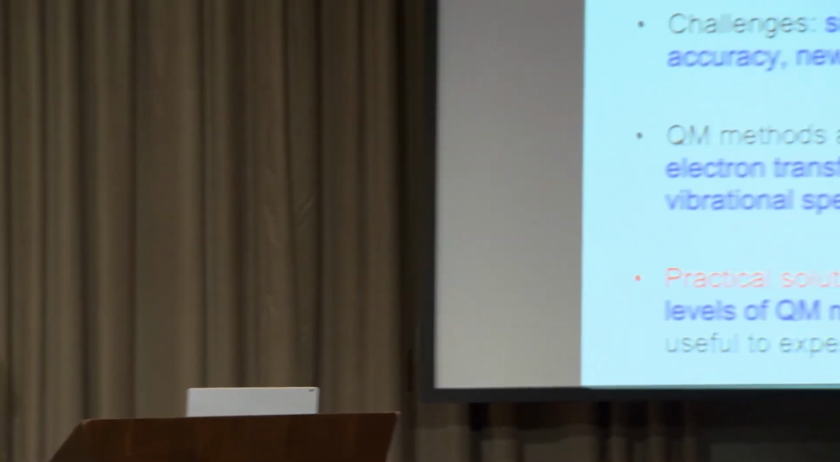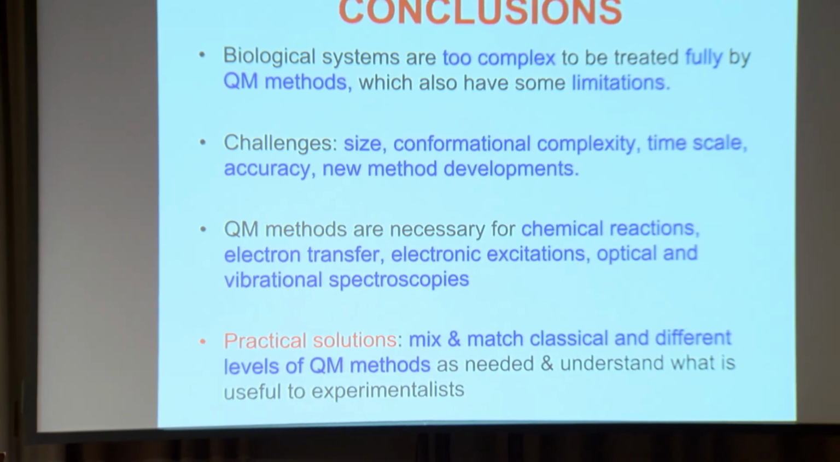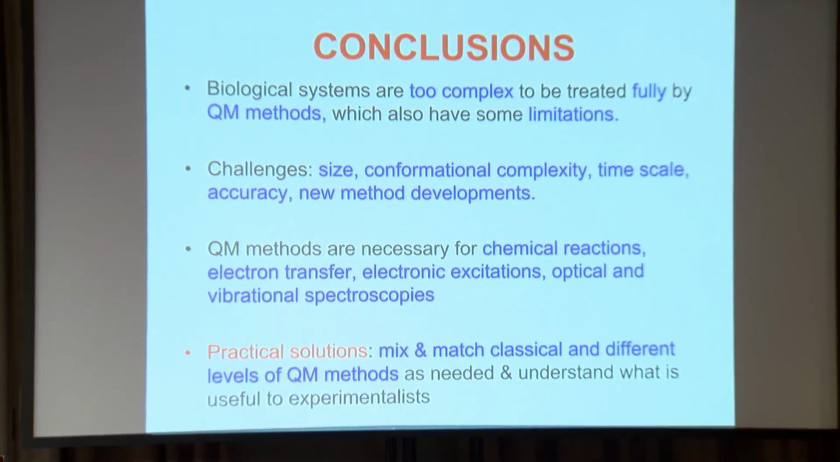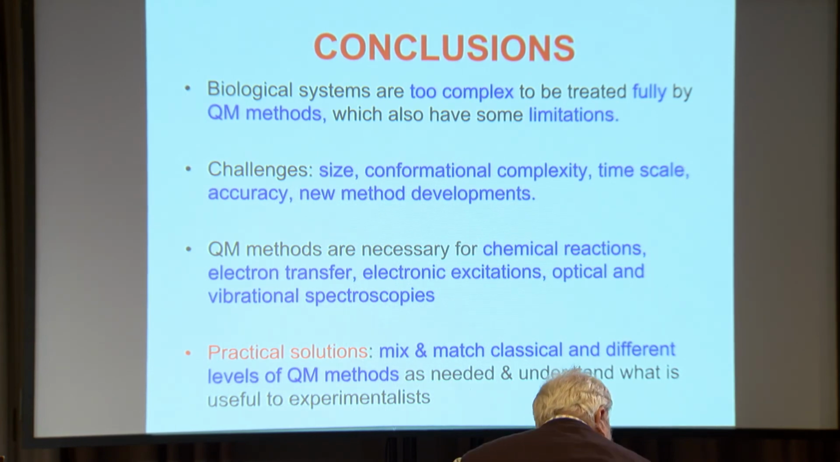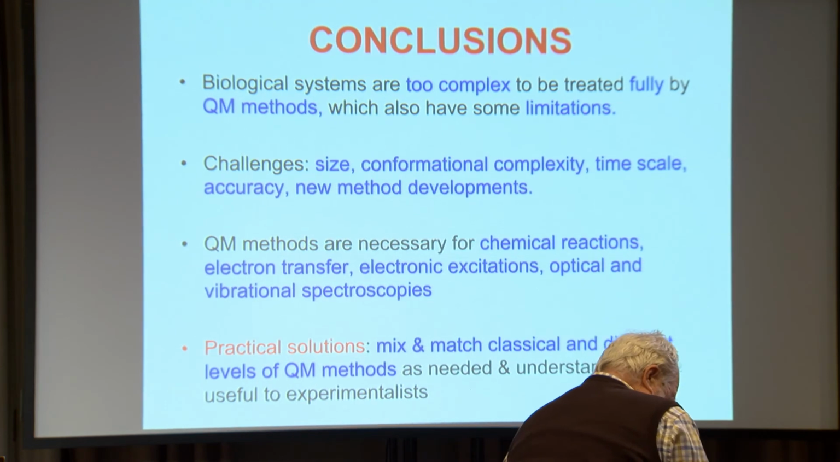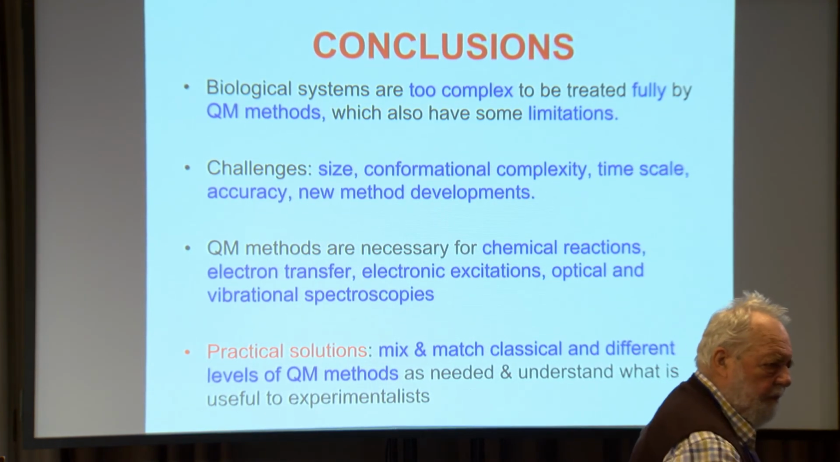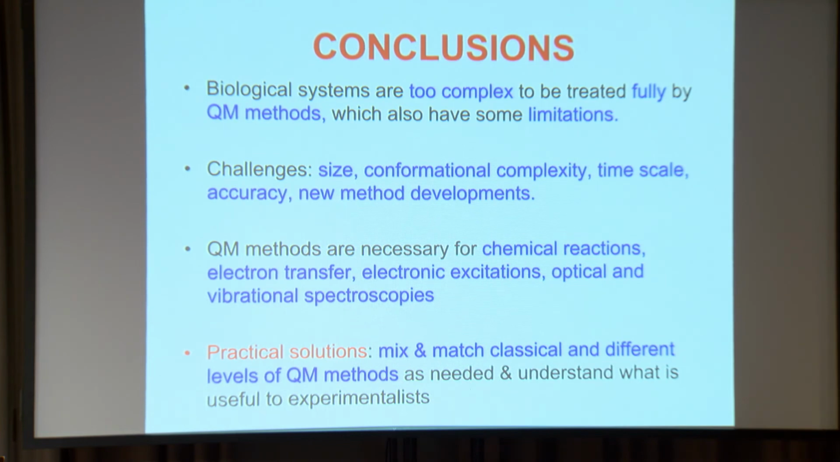Of course, quantum mechanical methods are necessary for a number of processes like chemical reaction, electron transfer, excitation, as I said before, and also to get good optical and vibrational spectra that can be compared with experiments. And so we have to go for some practical solution, either, like we've seen before, using QM/MM methods, with different levels of quantum mechanical calculation depending on the problem that we can solve, and then understand what is useful to experimentalists as well.